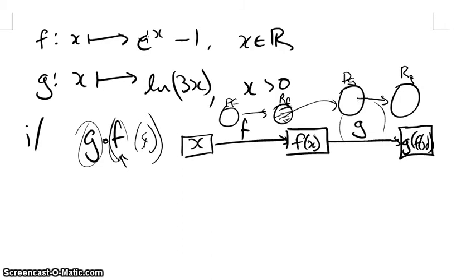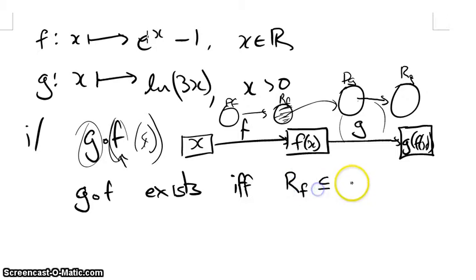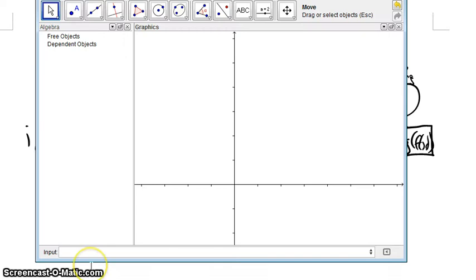So does it actually happen in this case? Well, g on f exists if and only if the range of f, the stuff that f produces, anything that f can produce can be interpreted by g. So the range of f has to lie within the domain of g. Well, what's the range of f? If we sketch the graph of y equals f of x, which is e to the power of x minus 1, what do we see about it?